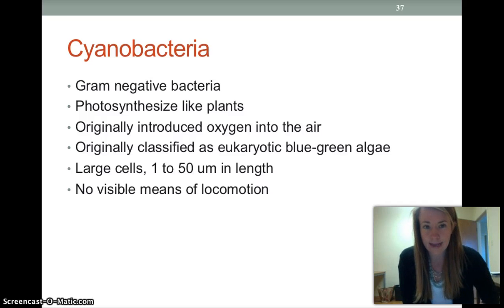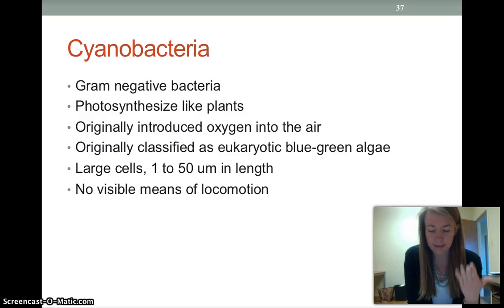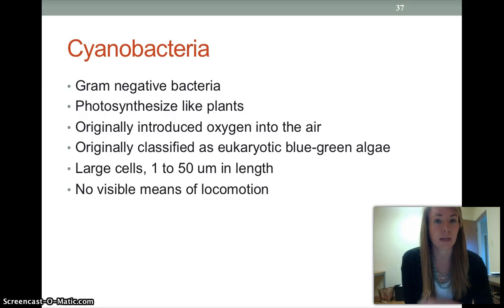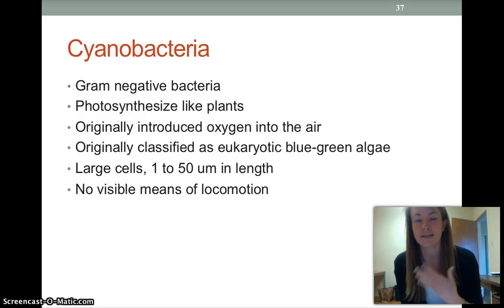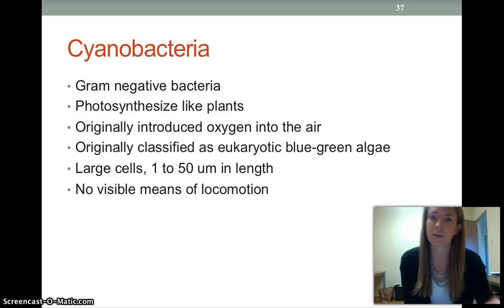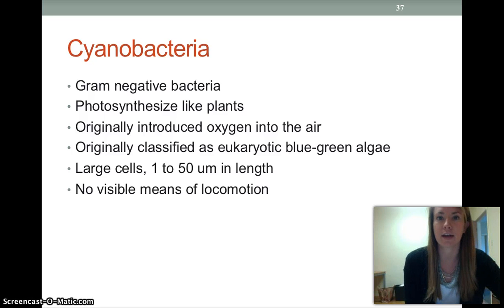Lastly, your textbook talks about Cyanobacteria, which is a very specific kind of gram-negative bacteria that has some unique traits. I'm going to let you guys read that one and be responsible for that one on your own, but a couple things I do want to say about it is that they photosynthesize just like plants, and for a really long time, they were classified as eukaryotic blue-green algae because they share so many characteristics with plants in their photosynthetic capabilities. And they were the ones that, think back to the last couple chapters, before the Earth did not have oxygen, but when these guys evolved, Cyanobacteria started photosynthesizing, they started releasing oxygen into the air, and that's where the original oxygen in our atmosphere came from.